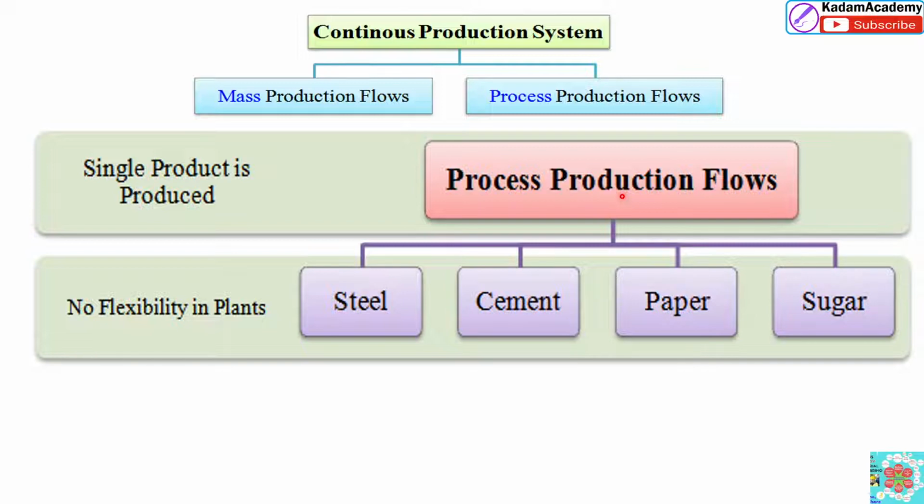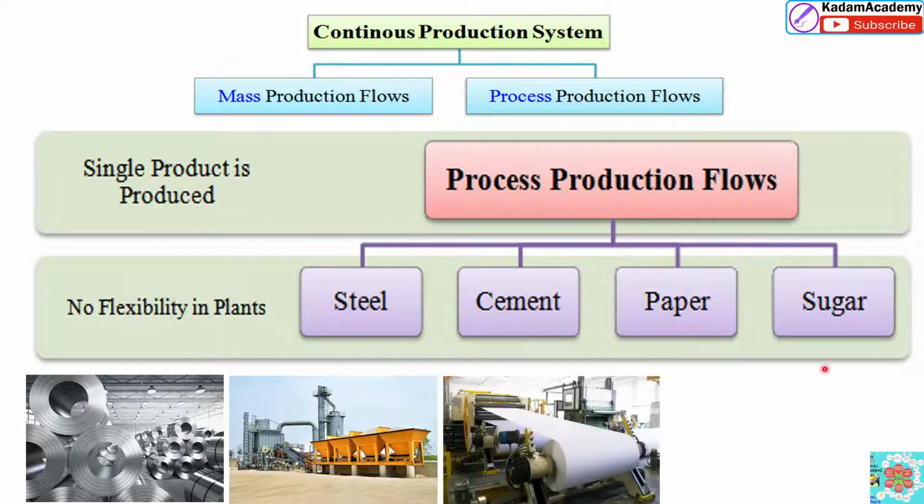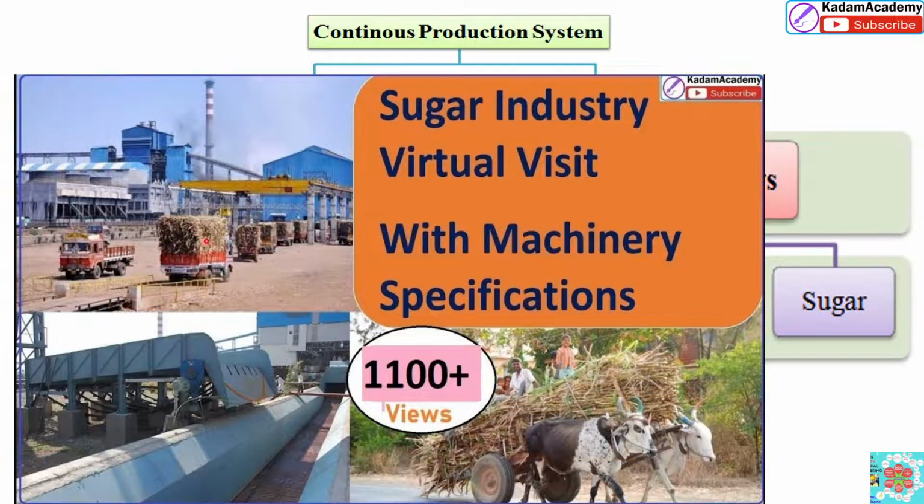In mass production, but in process production, a single product is produced. Like see here, this is steel, or we can see cement, or paper, or the sugar industry. Here only one, two or three products are produced and stocked in warehouses until there is demand in the market. All the sugar is manufactured and stored in a storehouse or warehouse. When demand is there, then they will come and sell it.